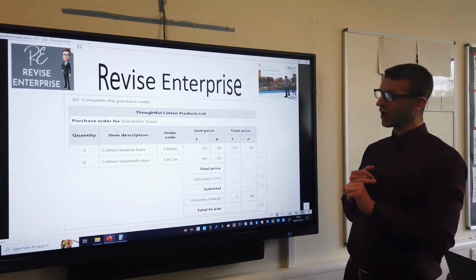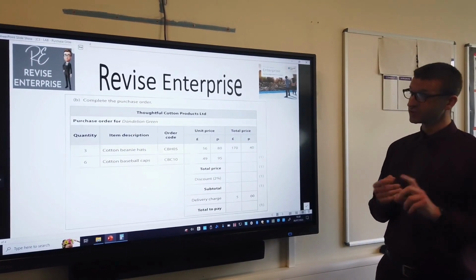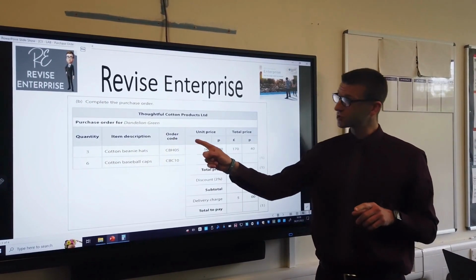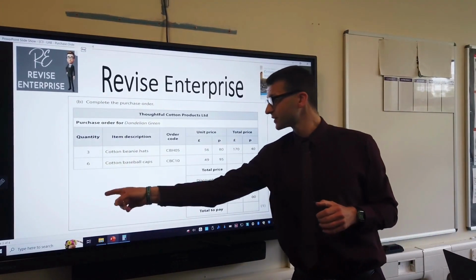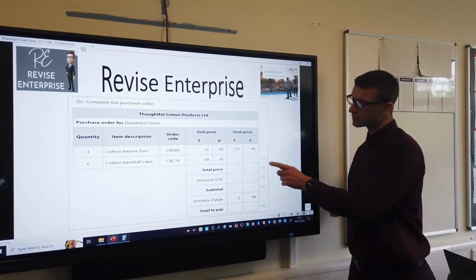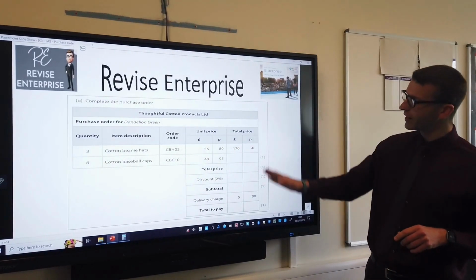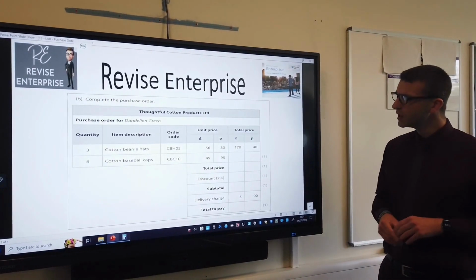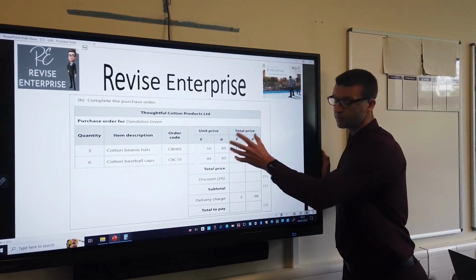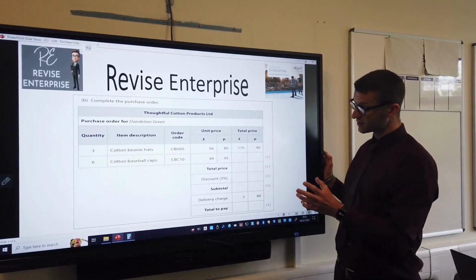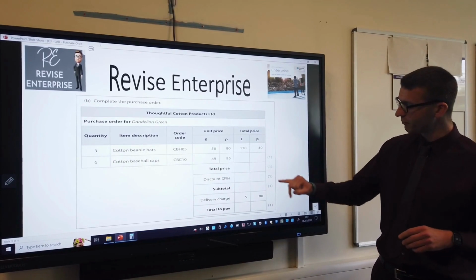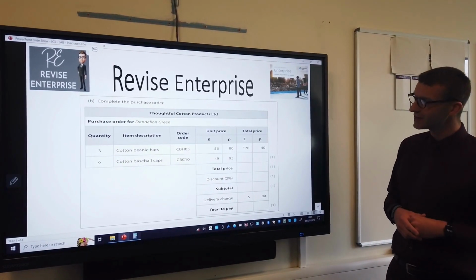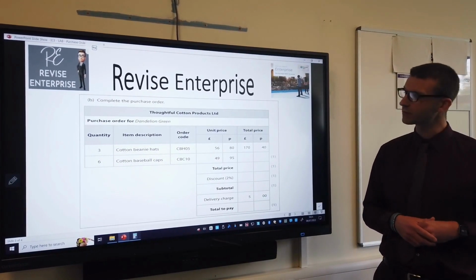Now on the form itself, it contains a number of different things. Number one, it contains the item description and the code, the quantity they want to order, that's on the left-hand side, the unit price, and then the total price on the right-hand side, the final column as well. Now there's already some pre-populated data, which is brilliant, which helps us a little bit, and your job is to fill out the remaining 5 boxes. So we'll help you do that together in today's little session on Revise Enterprise.